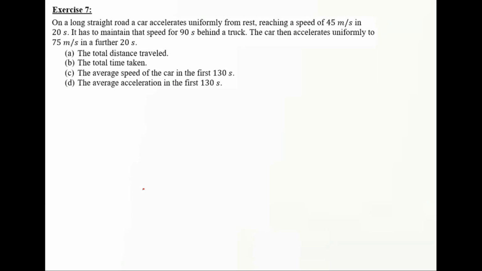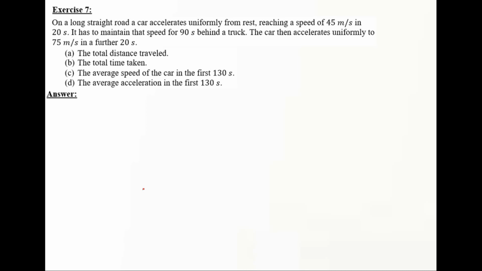Now exercise 7. On a long straight road, a car accelerates uniformly from rest, reaching a speed of 45 meters per second in 20 seconds. It has to maintain that speed for 90 seconds behind the truck. The car then accelerates uniformly to 75 meters per second in a further 20 seconds. We need to calculate the total distance, the time taken, the average speed, and the average acceleration. So I suggest that you pause the video, try to solve it, then refer back to the solution.